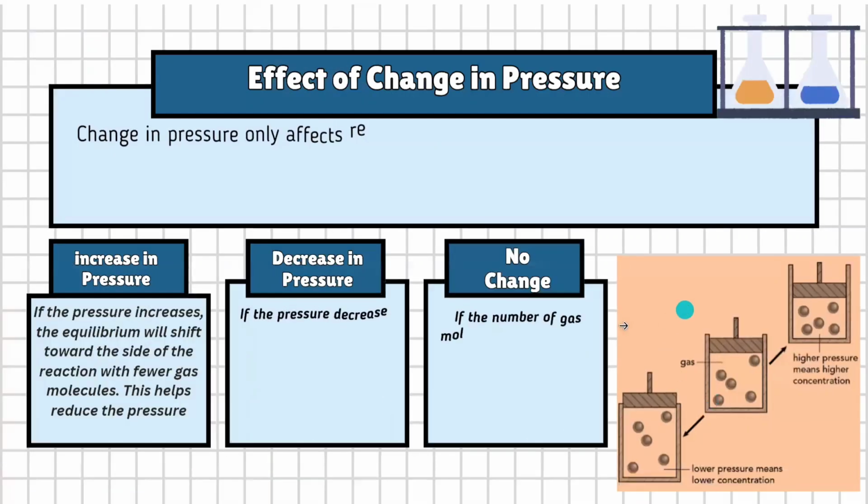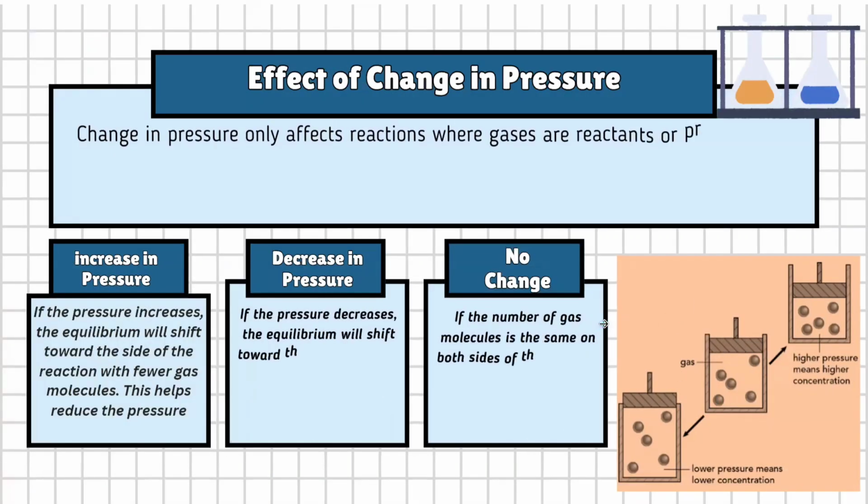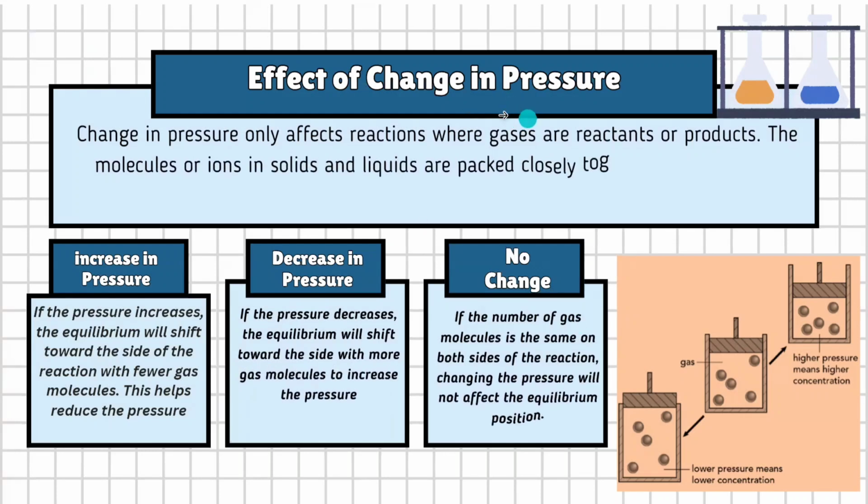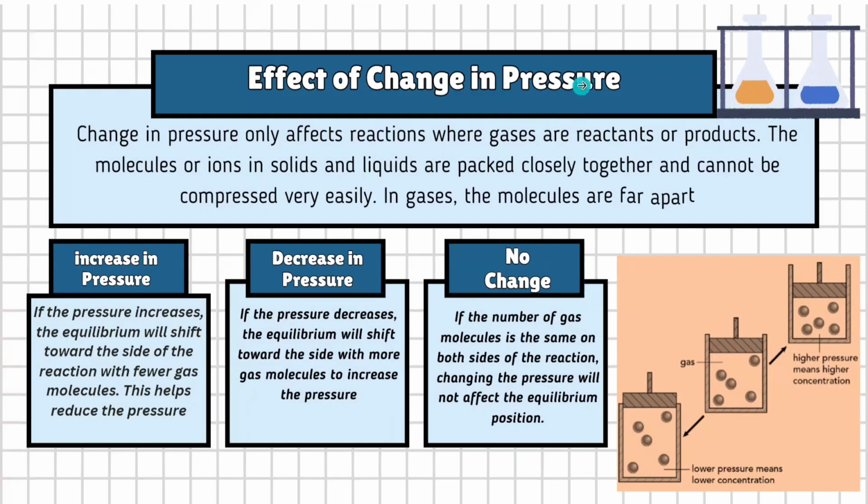Now let's understand the effect of change in pressure on the equilibrium position. So, first of all, keep this thing in mind that the change in pressure will affect only those type of reactions in which reactants or the products are gases. Because the molecules or ions in the liquids or solids are packed so closely together, they cannot be compressed easily. So, applying pressure will not affect solids or liquids as much as it affects the gases. In gases, the molecules are far apart and we can compress the gases.